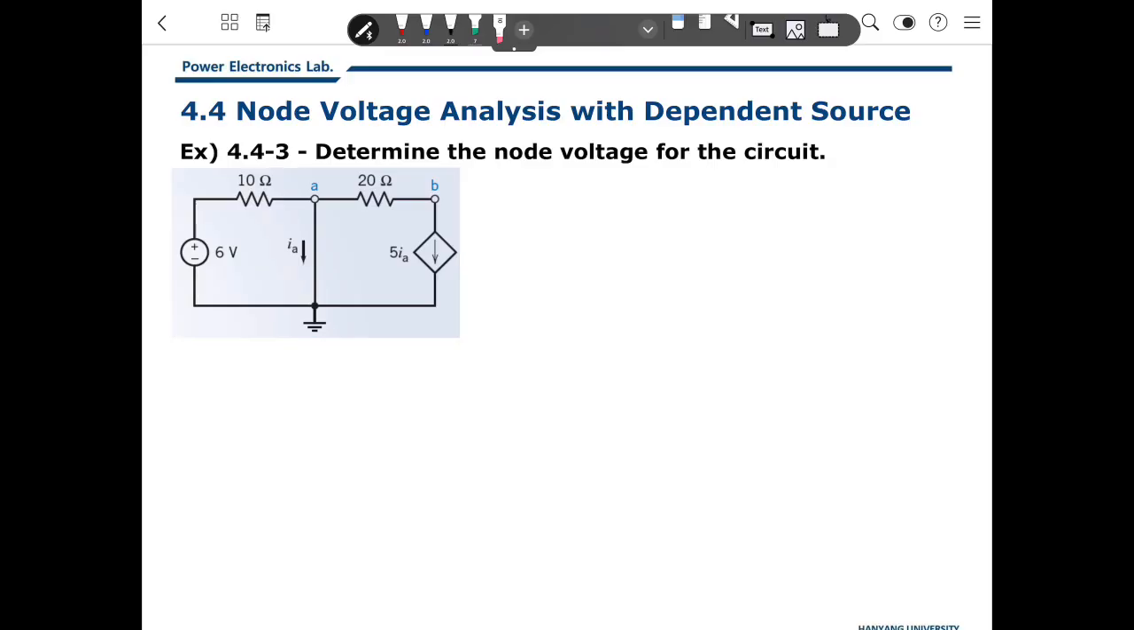Next example is 4.3. There is another example. There is a dependent source, but the dependent source is not a voltage source. This is a current dependent source. So you can use the same procedure to analyze the electric circuit based on node voltage.